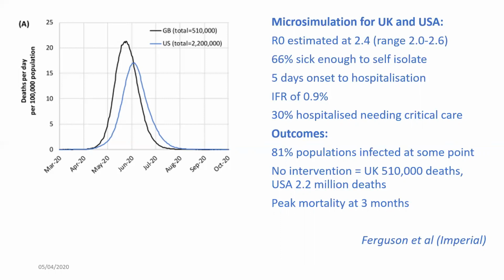Of the outcomes that I'm interested in for this talk, they found that 81% of populations, both in the UK and the USA, would be infected at some point during the course of the outbreak. And if there was no control intervention, the UK would have around 500,000 deaths, and the USA would have 2.2 million deaths. And that peak mortality, shown in the graph on the left, would be at 3 months, which for the UK would be the end of May or the beginning of June.